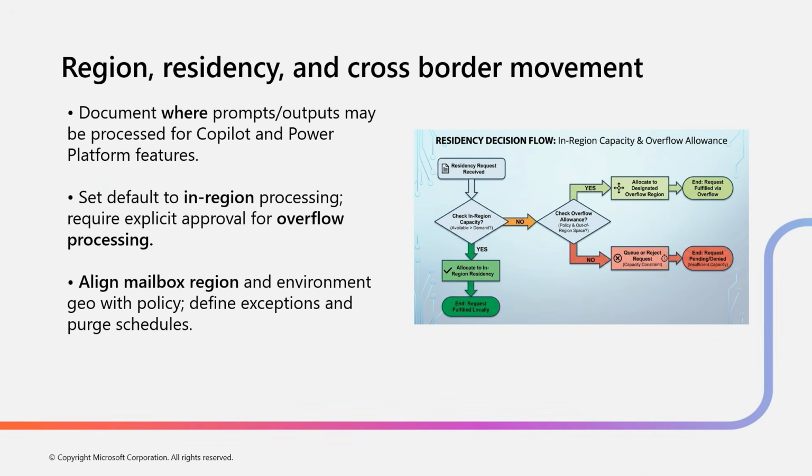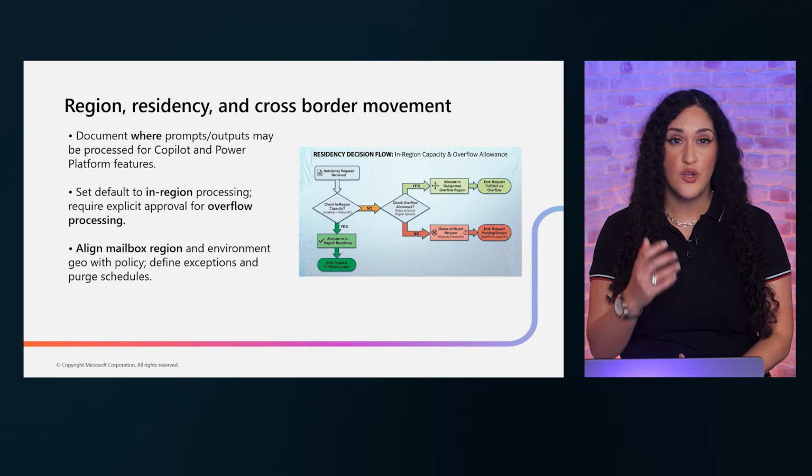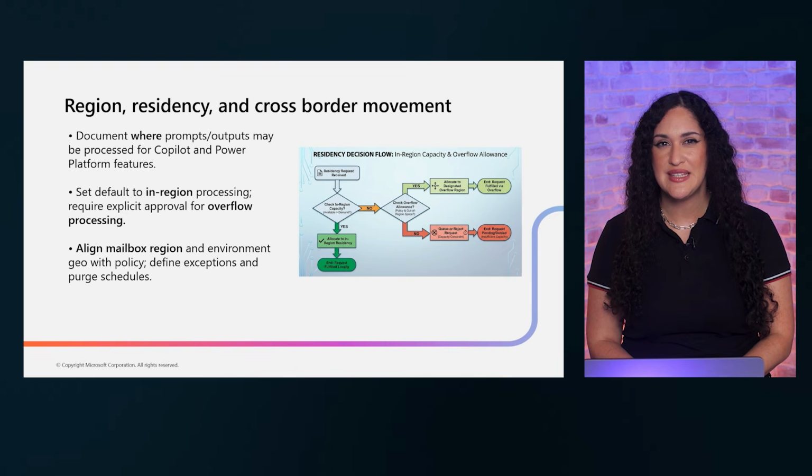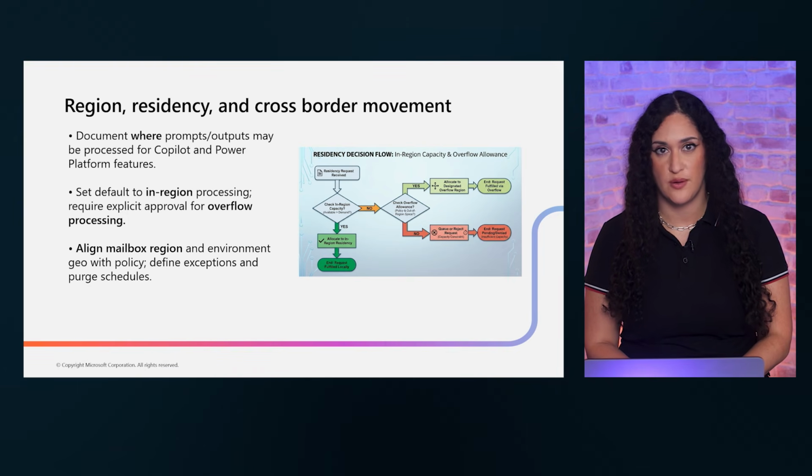Region, residency, and cross-border data movement are non-negotiable compliance concerns. Document where prompts and outputs may be processed for Copilot and Power Platform features. Set the default to in-region processing and require explicit approval before enabling overflow processing in another region.